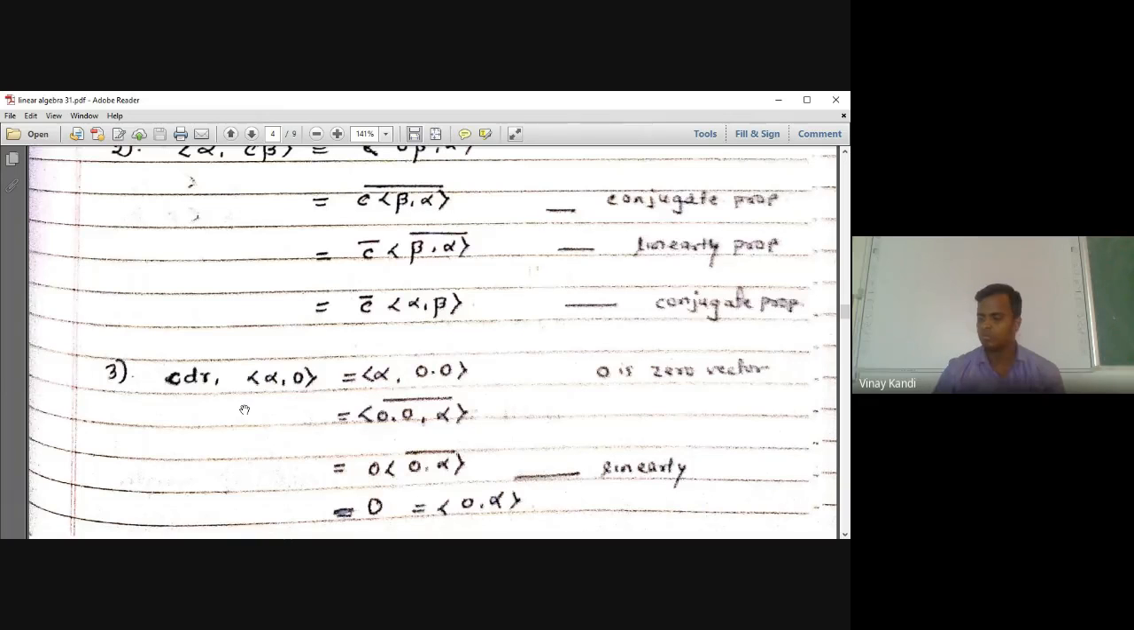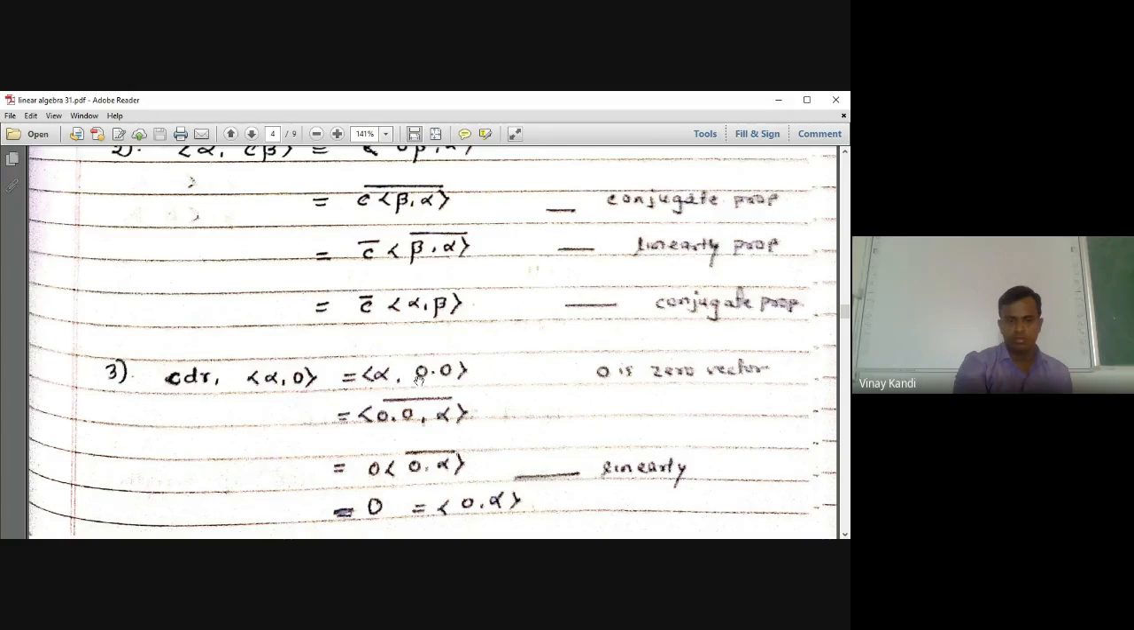Third property. Consider alpha, 0. Inner product of alpha, 0 is equal to inner product of alpha, 0 into 0, where 0 is the zero vector of V. Not a field, it is an element of V.